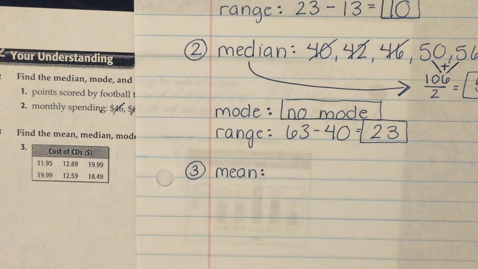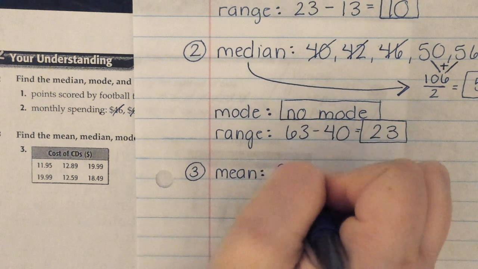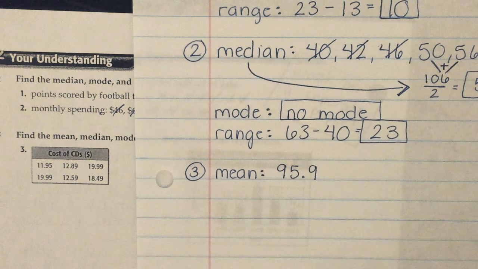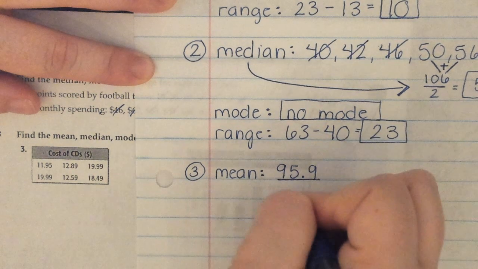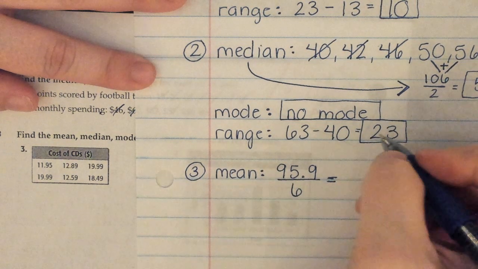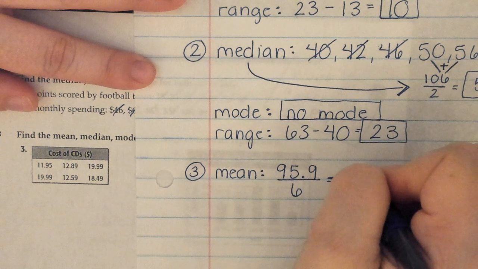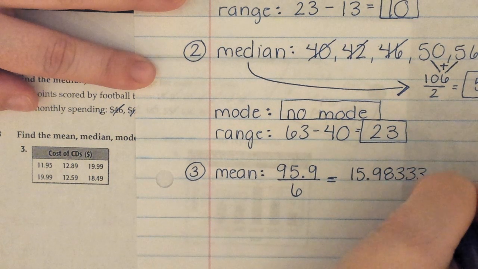All right, has anyone had a chance to add up all of our numbers on here? Christy, what'd you get? 95.9. And then what do I need to do to 95.9? Emma King? Divide it by 6, because there are 6 numbers here, so I'm going to divide by 6. Now guys, when I type that into my calculator, I'm going to get 15.98333 going on and on, right?